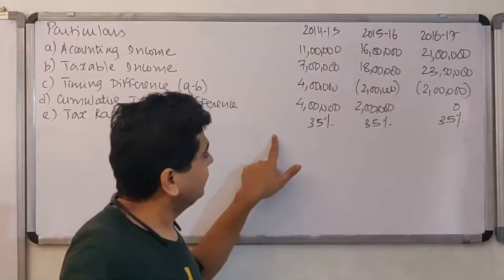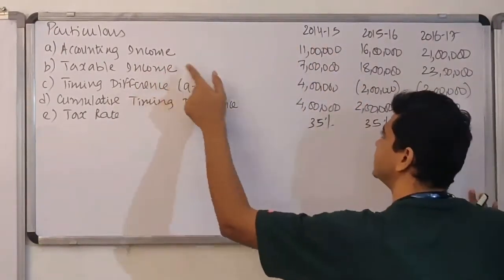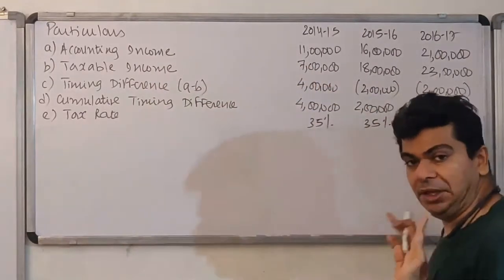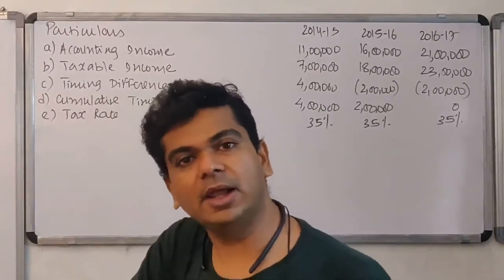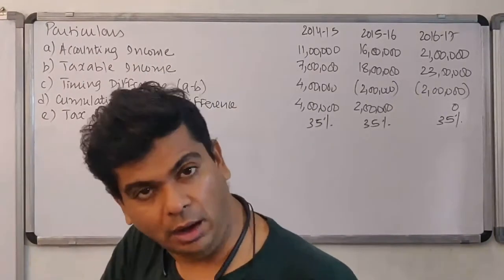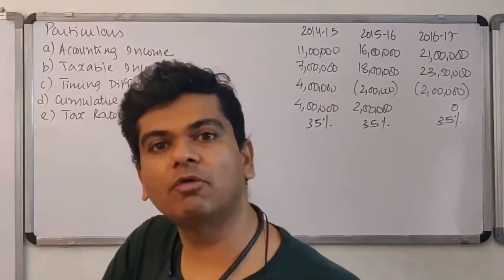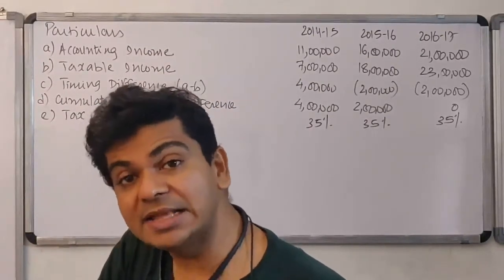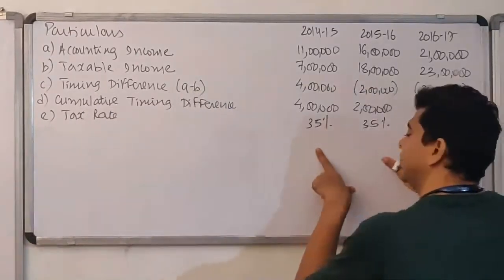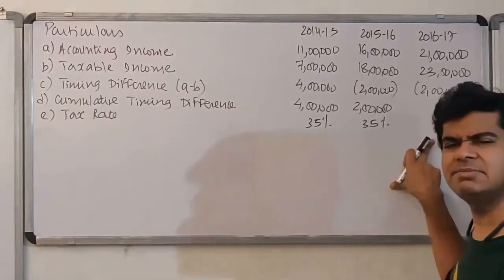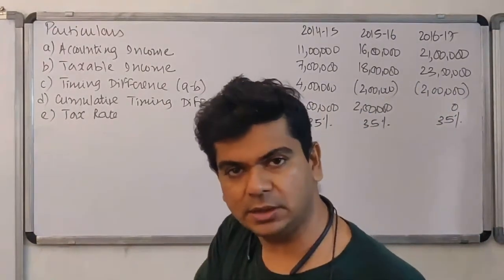See the first year. In the first year, your accounting income is 11 lakhs and your taxable income is 7 lakhs, isn't it? That means your taxable income is lower. If taxable income is lower, that means you will pay less amount of tax. If you are paying less amount of tax in the current year, that means in future you will be liable to pay more tax. Simple. I should recognize deferred tax liability.